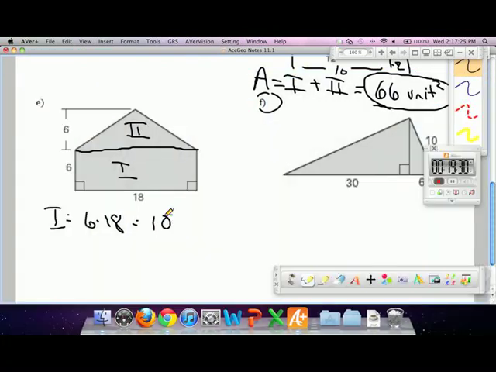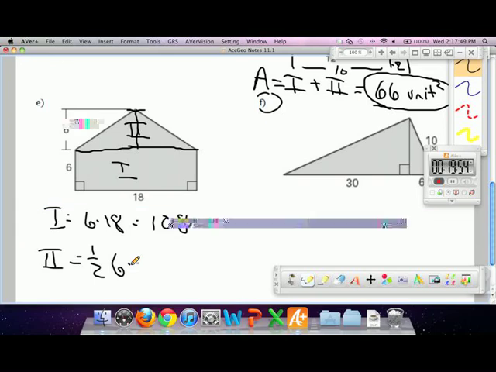Area 2 was this triangle. The area of a triangle is half its base times its height. Well, the height of this triangle is just 6. And the base, or the side this altitude intersects, is this side of the rectangle, which is 18. So half times 6 times 18 is 3 times 18, which is 54. Therefore, the area of this is 162 square units.